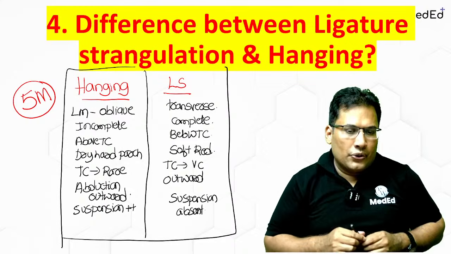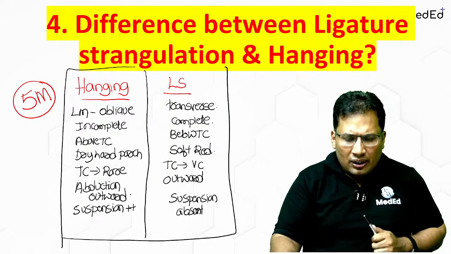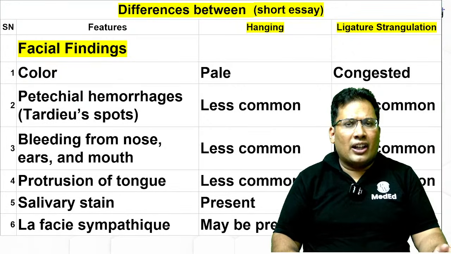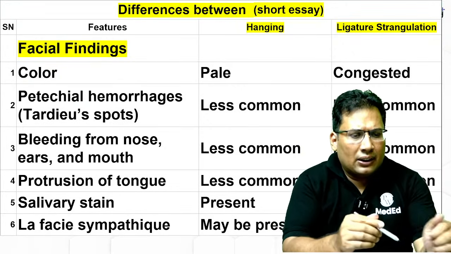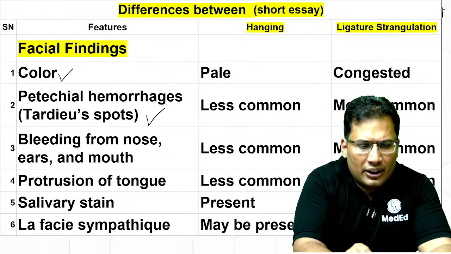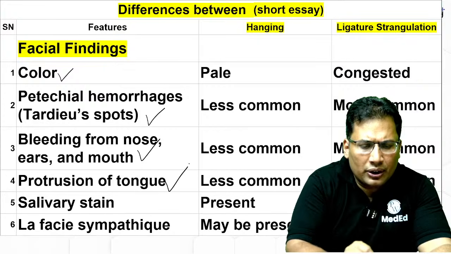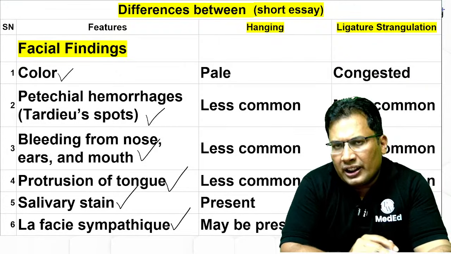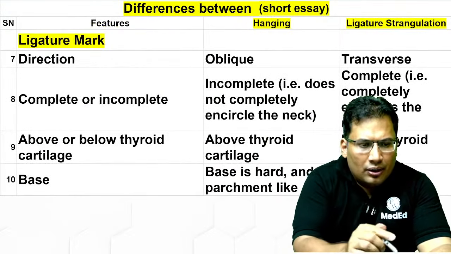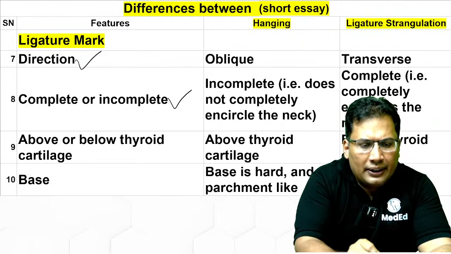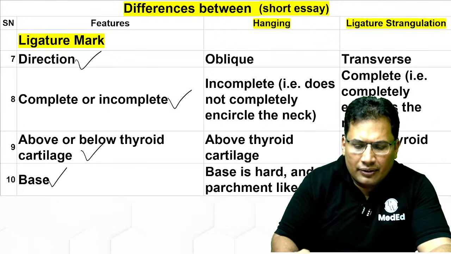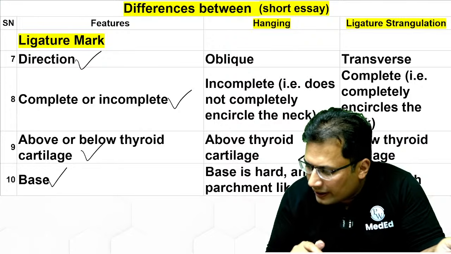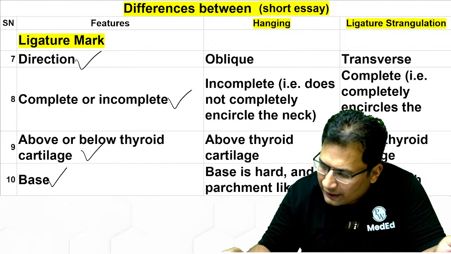Okay. So it is a 3 marks question, sometimes a 5 marks question, or it can be part of the main question. So there are differences. You just go through these findings: facial findings like color, petechial hemorrhages, bleeding, protrusion, salivary stain, and larynx. So this I am going to share with you. Then ligature mark direction, complete, incomplete, above or below the thyroid cartilage, and the base. There are 10 differences. At the end of the class, you just go through this.